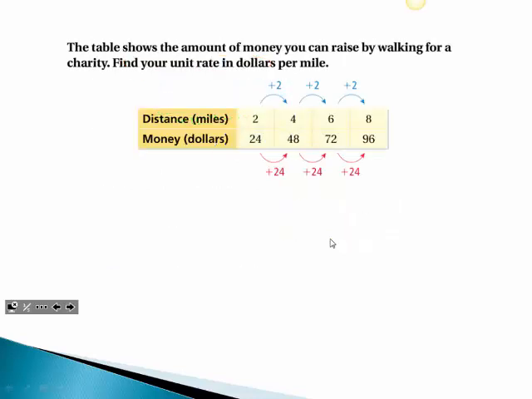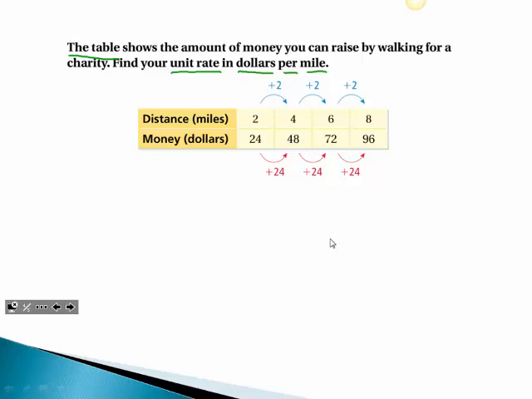Next example. The table shows the amount of money you can raise by walking for a charity. Find your unit rate in dollars per mile. So it tells you dollars is going to go on the top, miles is going to go on the bottom, and it's a unit rate, so we want a 1 on the bottom. Okay? But specifically, we need to use the table. That's going to be something new, so pay attention very carefully.